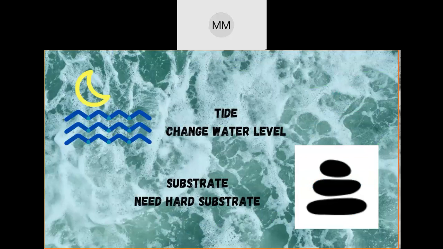Then substrate. Hard substrate such as rock is the suitable substrate for kelp, as they need to attach their whole holdfast onto rock so that they do not float away and eventually grow to the water surface.